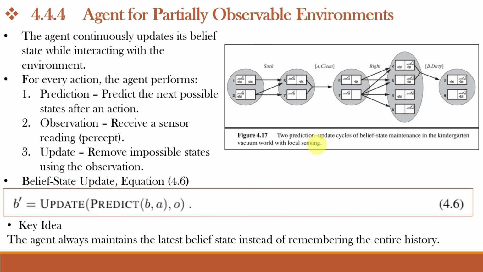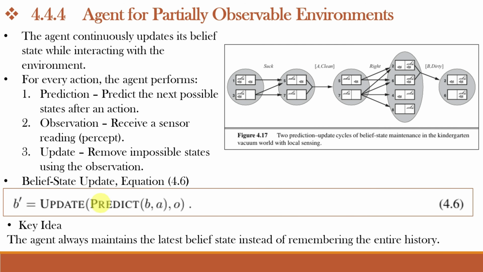So this figure shows the complete belief state maintenance process. The agent performs action, prediction, observation and update again and again. And this entire operation is summarized by this equation. So this is the belief state update equation, where small b is our current belief state, small a is the action performed, o is the observation, and b' is the updated belief state.